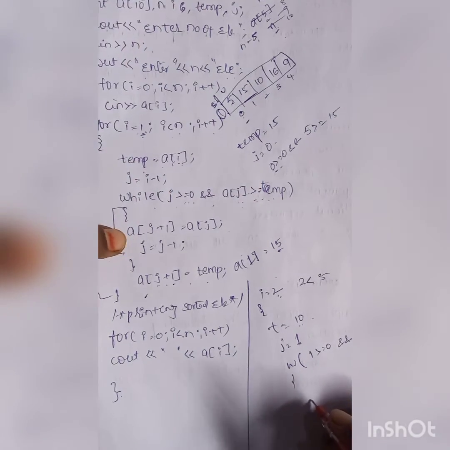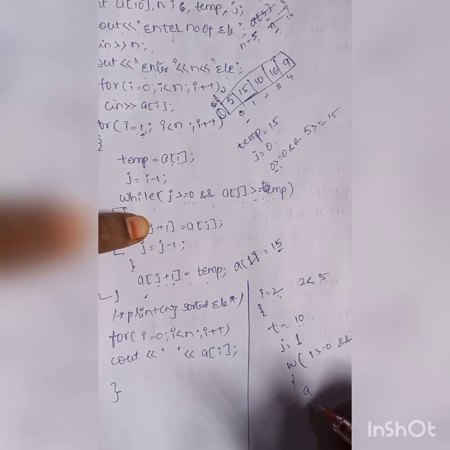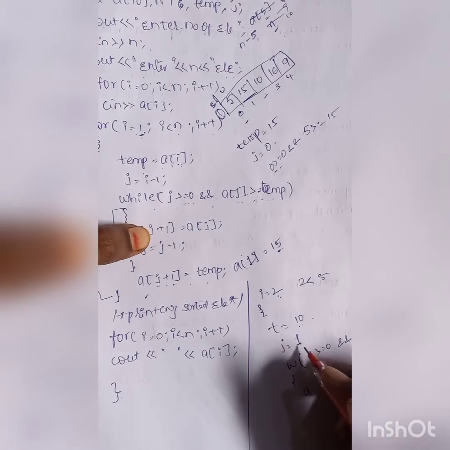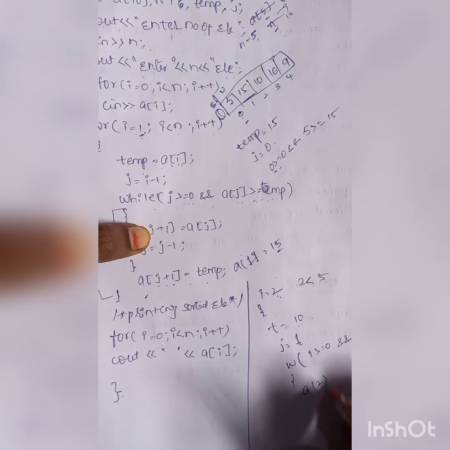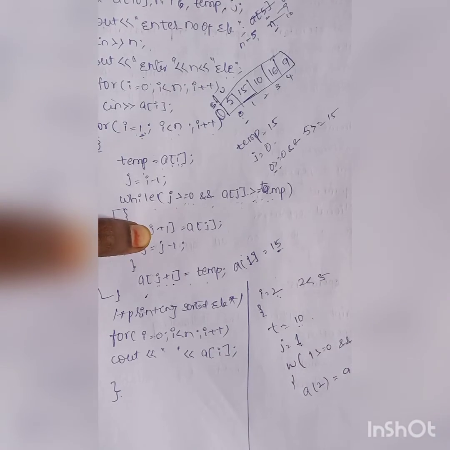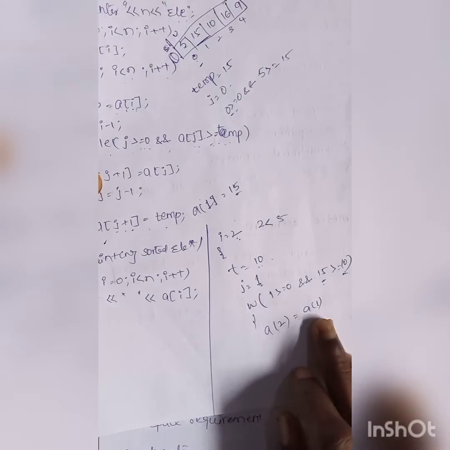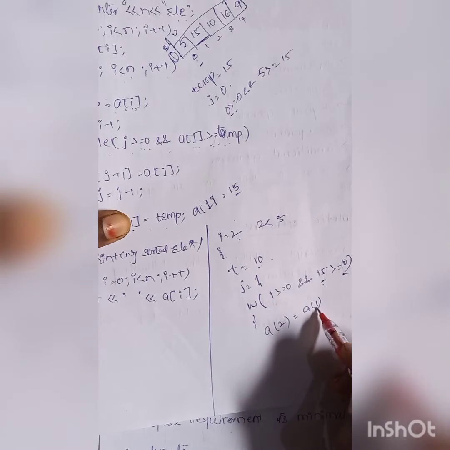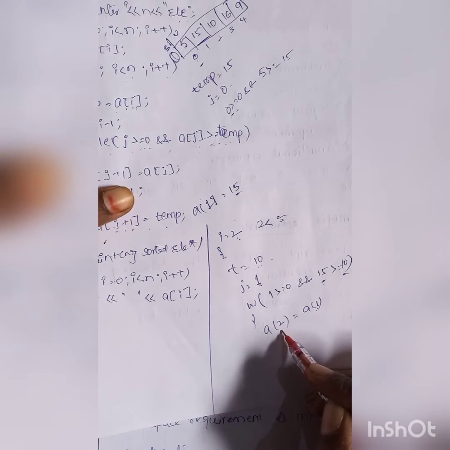Now what I am writing in the while loop? A of j plus 1. What is j now? 1. 1 plus 1, that is nothing but 2. A of 2 is equals to A of 1. So A of 2 is equals to what? A of 1. Whatever you have in A of 1, that I am copying to A of 2.